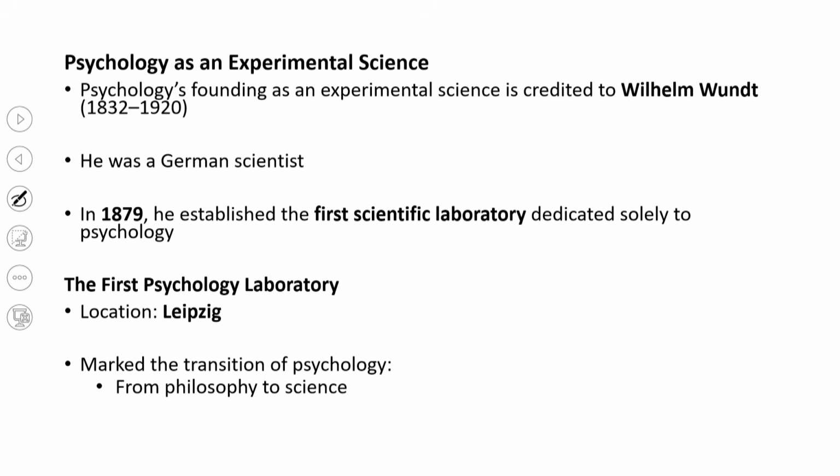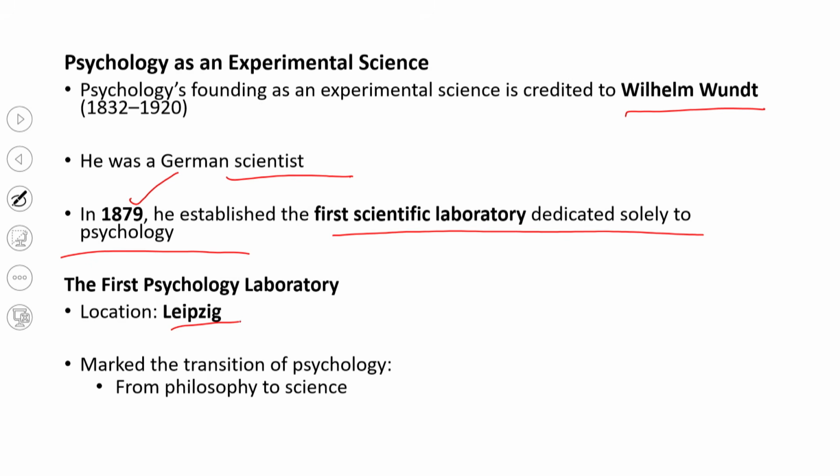The specific person who is credited for this is Wilhelm Wundt. He was a German scientist. In 1879, the first scientific laboratory dedicated solely to psychology was established in Germany, in a place called Leipzig. So, that was the first psychological laboratory where actual scientific research started in psychology. That was 1879. Before that, psychology was all mixed up in philosophy and theology and so on.